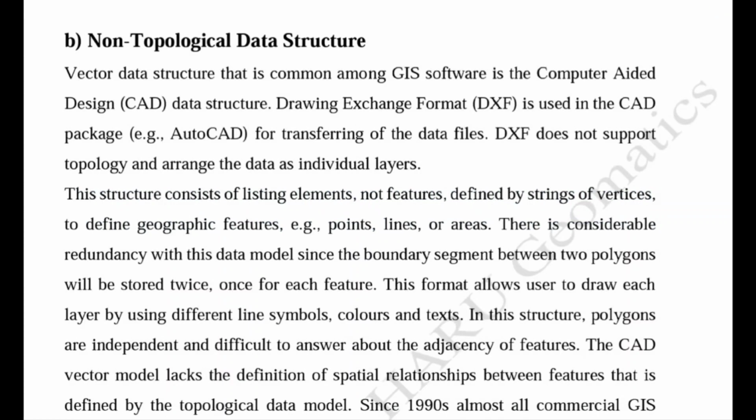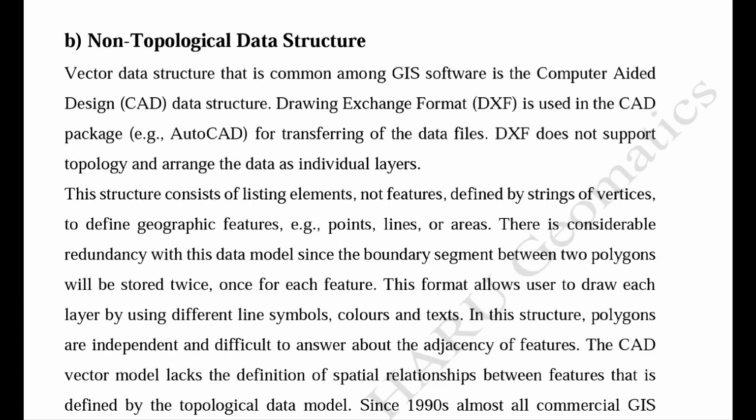Today we will study the second part of the data structure, which is known as the non-topological data structure. As we studied in the previous lecture, the topological data structure has special relationships between the different features or data. But in the case of non-topological data structure, there are no linkages and there may be repetitive storage of data. Means one data can be stored twice in the database.